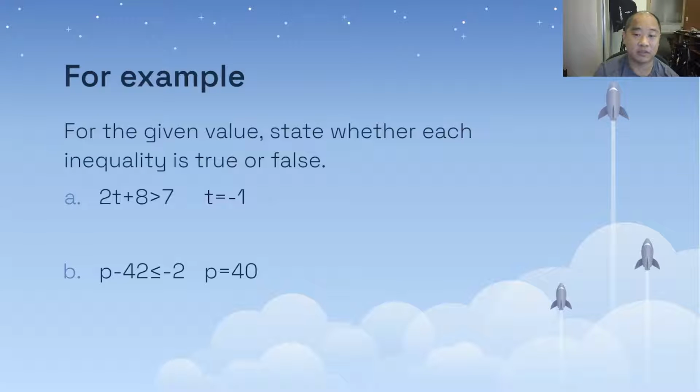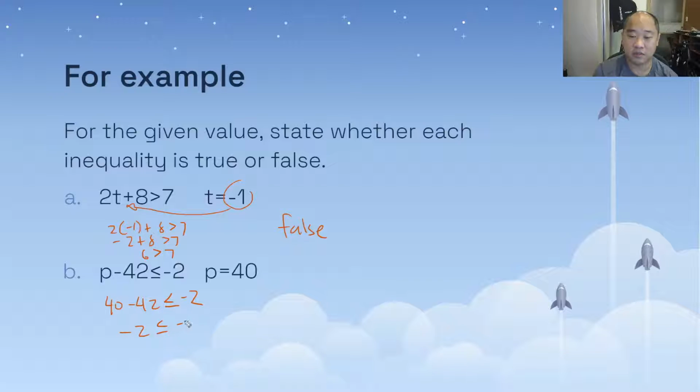Given the value, state whether each is true or false. So we just take this, we plug it in, we substitute it. Remember that word substitution? 2 times -1 plus 8, 8 is greater than 7. So this is -2 plus 8, which is 6, is greater than 7. False. And then here we put 40 into P, so 40 minus 42 is less than or equal to -2. -2 is less than or equal to -2. True!